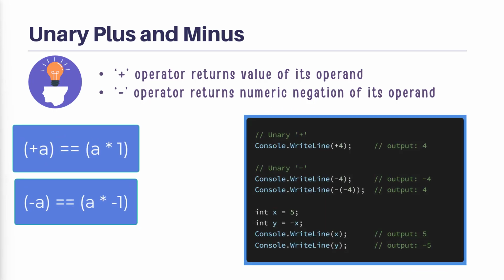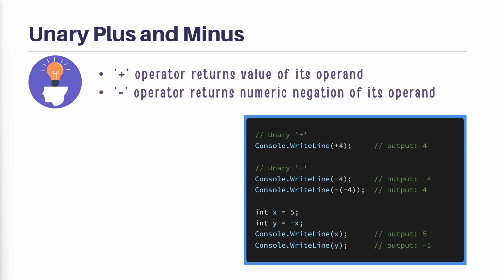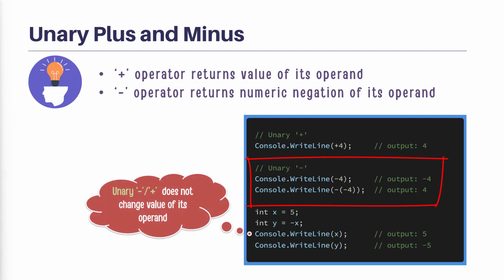As shown in this code snippet, if unary plus is applied to numeric literal 4, it would just return 4. But on the other hand, if the unary minus operator is applied to value 4, then it would return -4. If 2 unary minus operators are applied as shown on the third line, then the innermost operator would return -4, and then this -4 value is used by the outer unary minus operator, and thus this nested expression would return the value 4. Note that these operators do not change the value of their operands, they return the changed values.